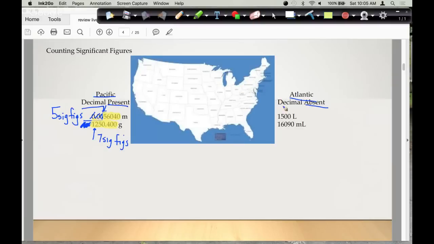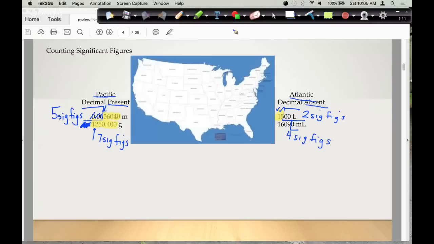If we have decimal absent, on the other hand, any zeros that are on the right-hand side after all of the numbers that aren't zeros are in the Atlantic Ocean and are not part of the significant figures. So for 1500, only the 1 and the 5 count as significant figures. The other two zeros need to be there in order to make the number 1 in the thousands place, but the zeros are not part of the measurement. So this measurement has 2 significant figures, and this measurement here has 4 significant figures.